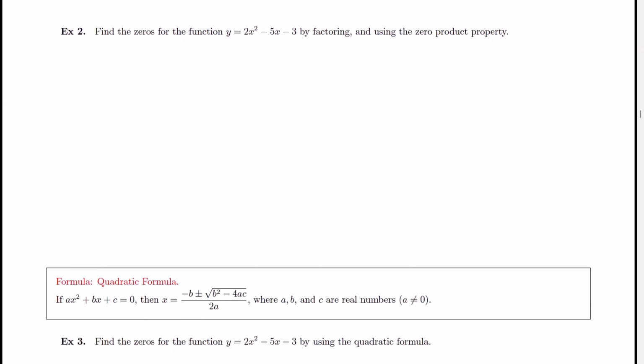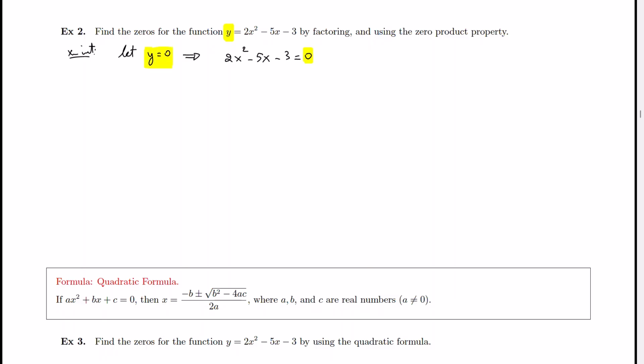It says find the zeros of the function y equal to 2x squared minus 5x minus 3 by factoring the problem, then using the zero product property. So in order to find the zero of the function, or the x-intercept, or the place where the function crosses the x-axis, we're going to let y be equal to 0. So in other terms, we're going to take the 2x squared minus 5x minus 3, and we're going to set it equal to 0, replacing the value y with 0 itself.